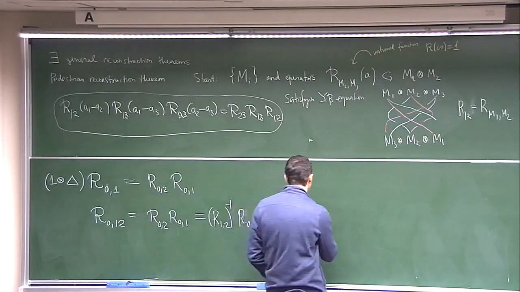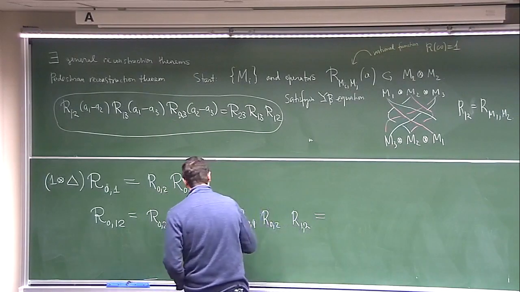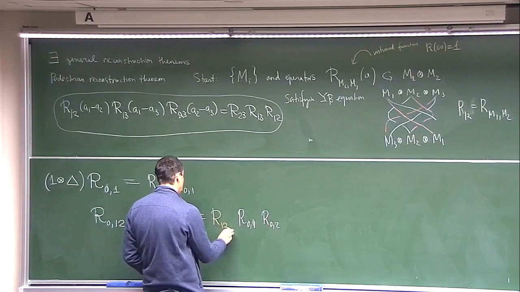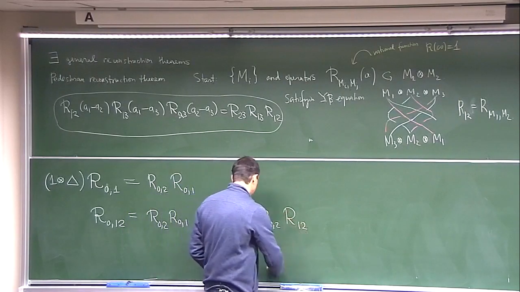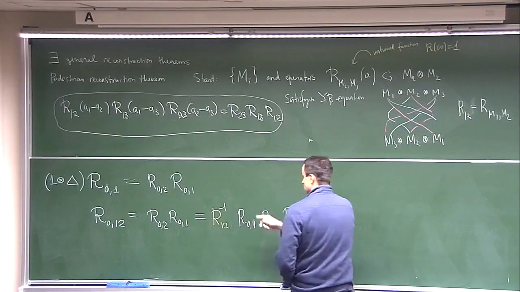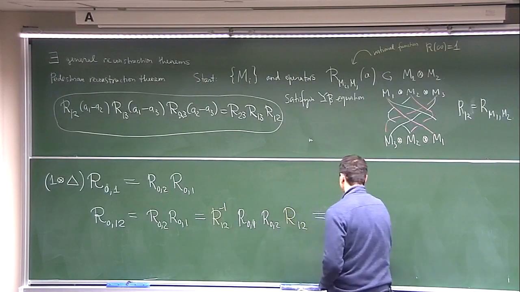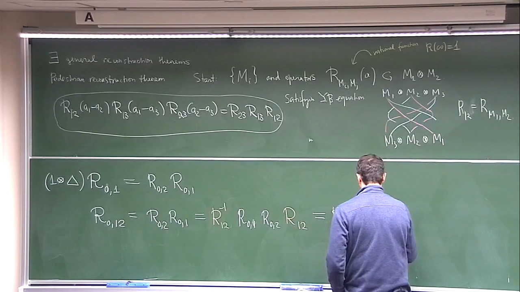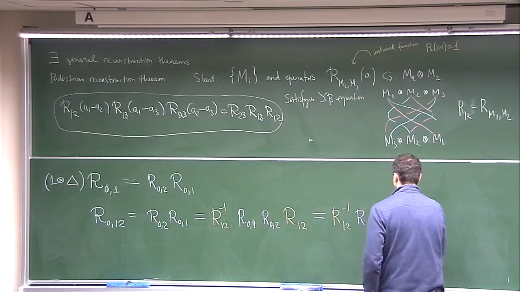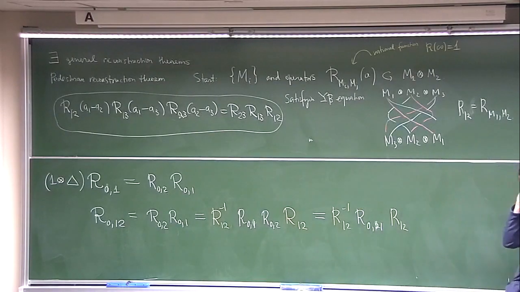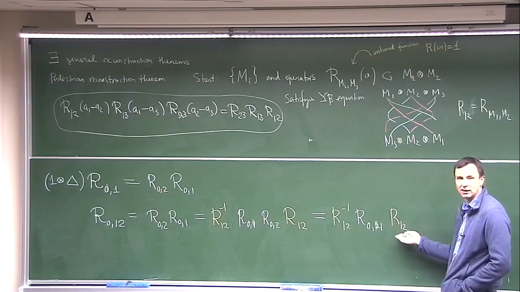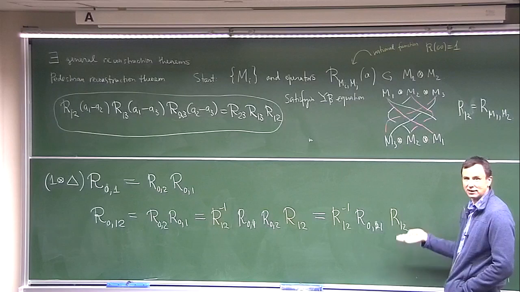So this is by Yang-Baxter. R12 inverse R12. So we're just going to copy this: it will be R12 inverse R021 R12. This really says that the tensor product in one order is isomorphic to the tensor product in the other order if you apply this R. Okay, so R is the braiding.